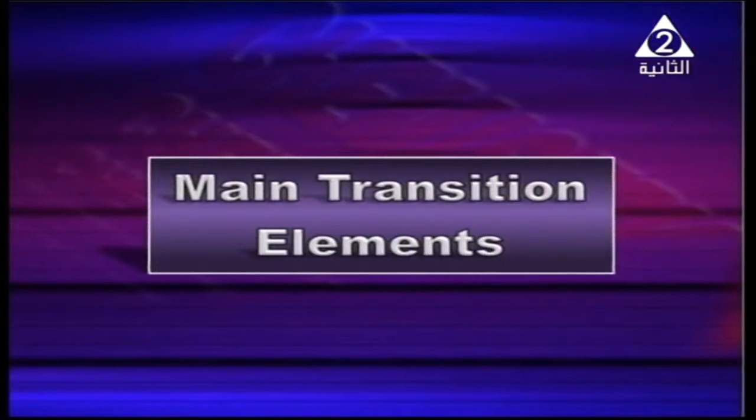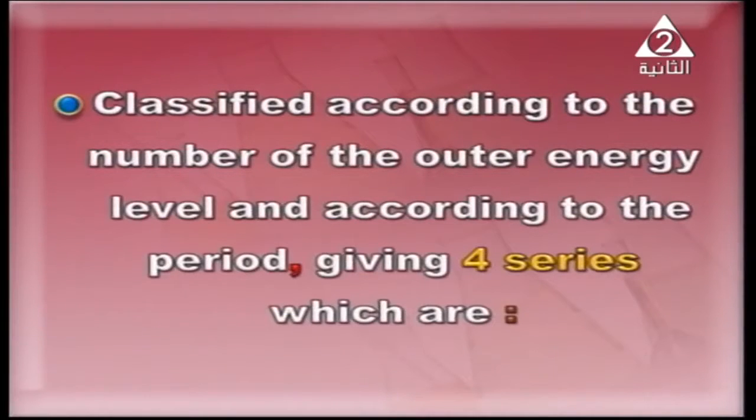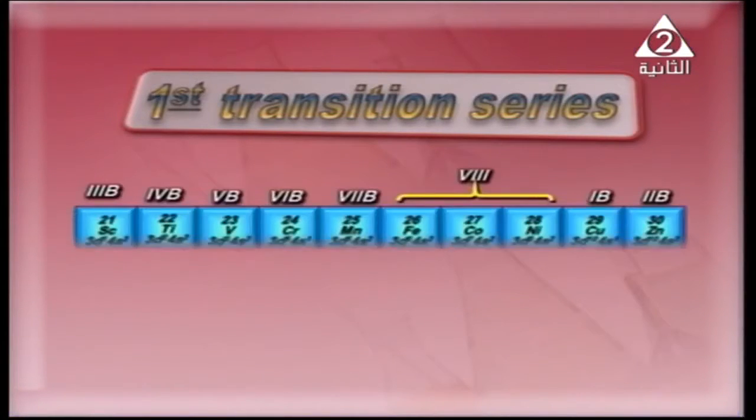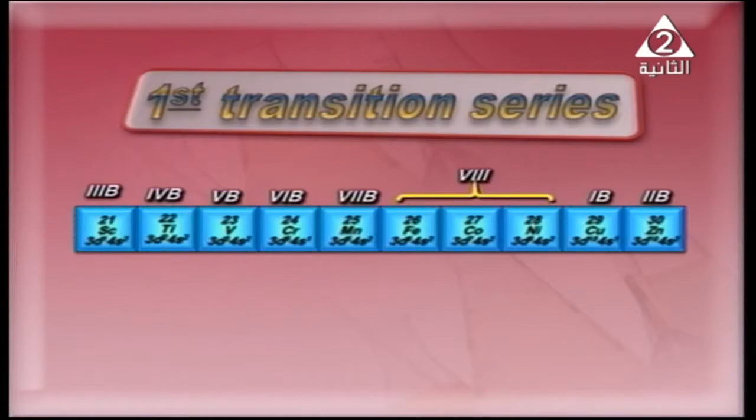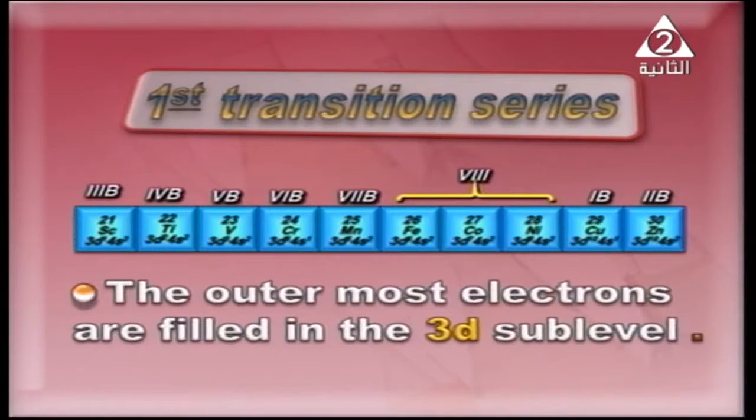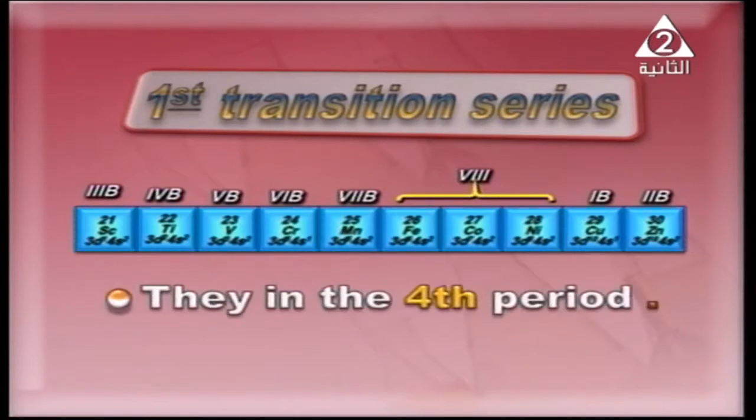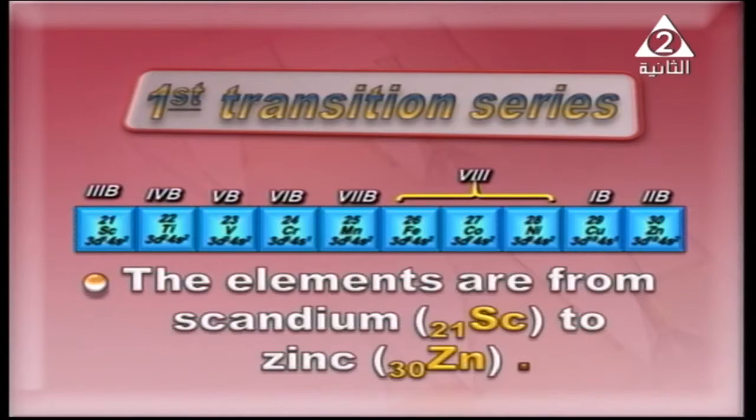My dear students, the main transition elements that we are going to discuss today are classified according to the number of the outer energy level and according to the period, giving 4 series. The first transition series, as shown on the screen, we find that the outermost electrons are filled in the 3D sublevel, and they are located in the 4th period. And the elements are from scandium to zinc, which scandium has atomic number 21 and zinc atomic number 30.